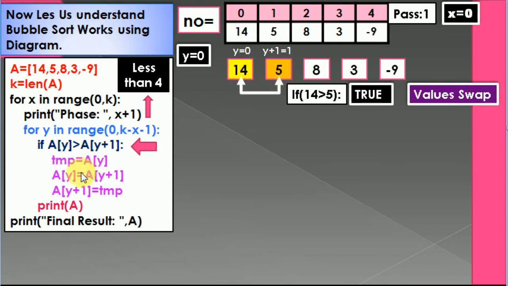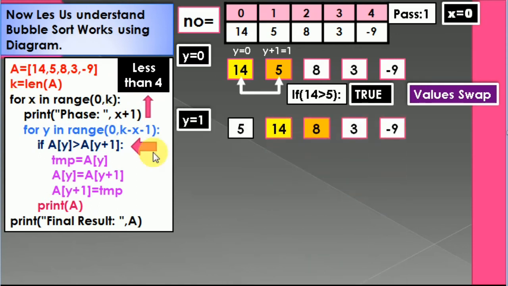How did it happen? Temp equals a of y, a of y equals a of y plus 1, and a of y plus 1 equals temp. I've already shown you in the previous slide how these three lines work. Now this is completed. Now the loop moves round again, and the value of y is going to be increased. Now the value of y is 1. So these are the numbers. Now you have seen that the values have been swapped. 5 is this side and 14 is this side. Now where is y? Y is sitting at 1. Where is that 1? 14. So if y is sitting at 1, what is y plus 1? That is 2.